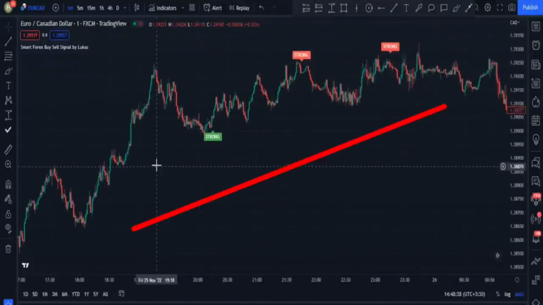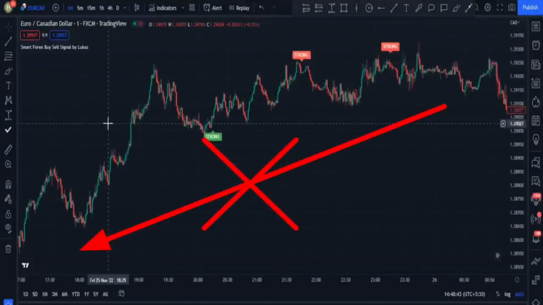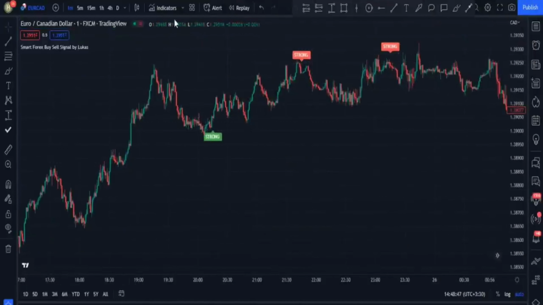But if we want to trade according to the market trend, we need to distinguish the true momentum of the market.